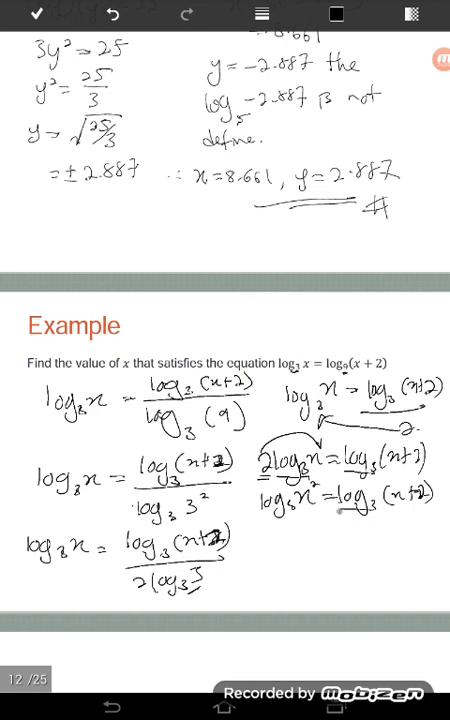Okay, so now this one already same, log base 3, and here also already same, log base 3. So therefore we can take the inside of log this one, which is x power of 2, and equal to the inside of log of this one, which is x plus 2. Okay, so this one becomes quadratic. So rearrange in the form of quadratic. So x power of 2 minus x minus 2 equal to 0.